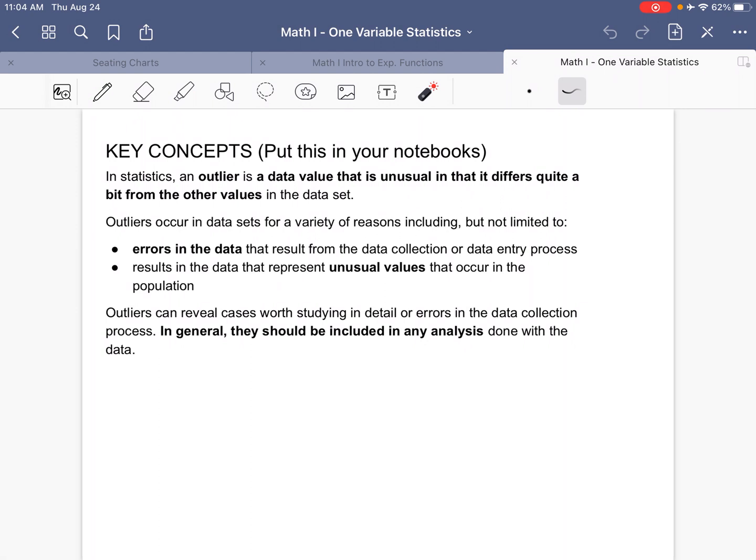First of all, it could be an error in the data that results from data collection or the data entry process. For example, if you are polling the class on how many pets everybody in the class has, or you know what, let's go with siblings. If you ask the class how many siblings everybody has, and in your data set you come across a -2, that's probably an outlier from a mistake. That probably shouldn't be there. There's no such thing as negative people.